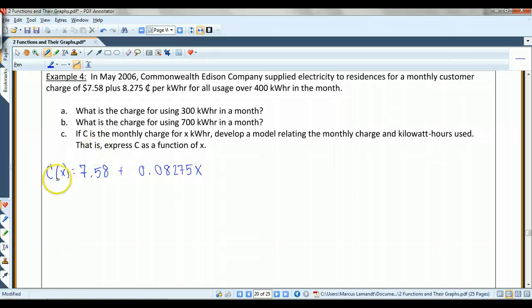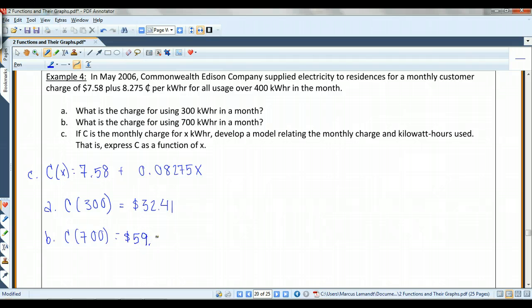So C of x equals this. A would be if you just plugged in 300 for x. And I think you guys are pretty good at plugging stuff into your calculator, so I will just tell you that if you plug that into the equation and put it in your calculator, you get $32.41. You plug in 700, you get $59.30. Okay? All right. And that's it.